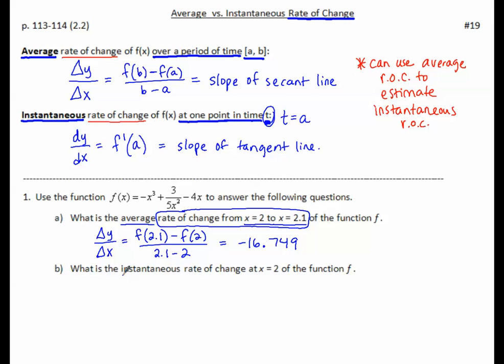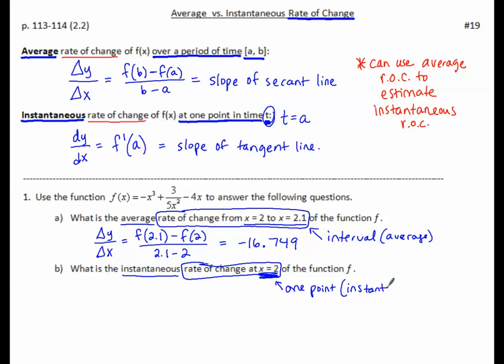Next, what is the instantaneous rate of change at x equals 2? Again, they don't have to say instantaneous rate of change. If they just say the rate of change at x equals 2, notice that's one point in time. This one right here is an interval. When you have an interval, you think average. When you have one point, you think instant, instantaneous, at one instance. So what is the instantaneous rate of change? It is telling me to find the derivative.